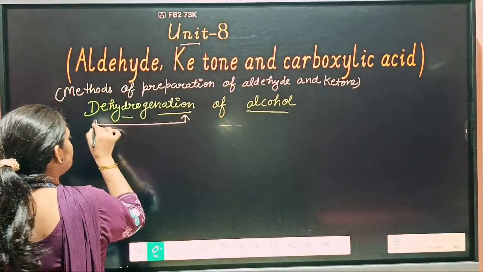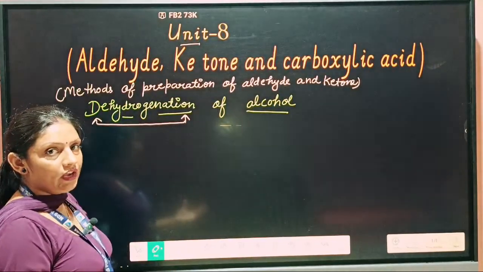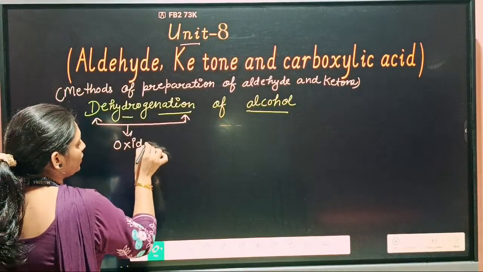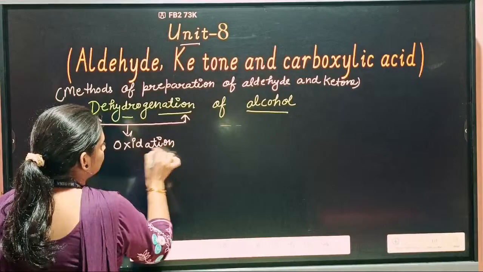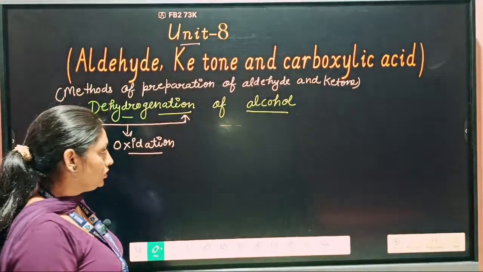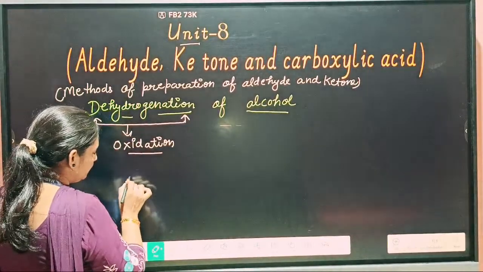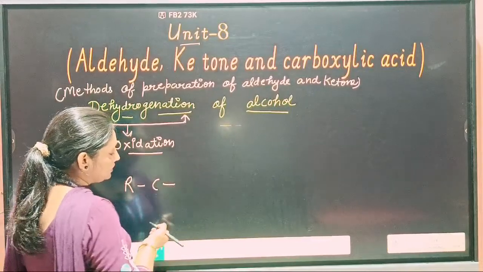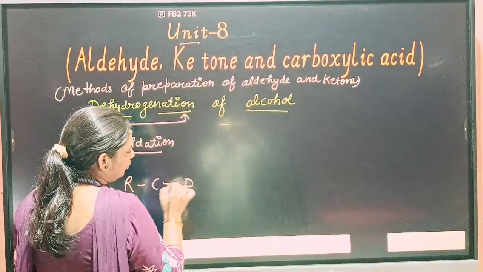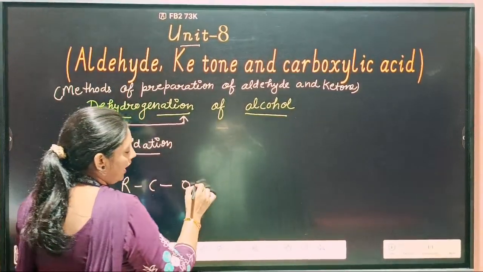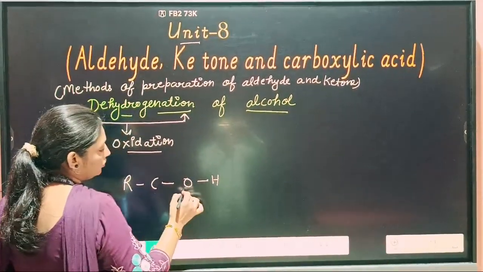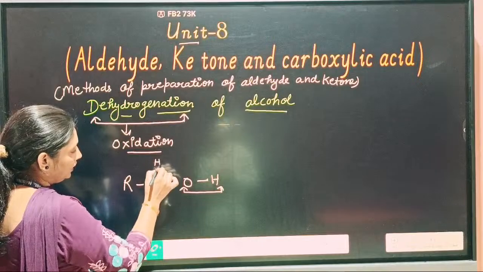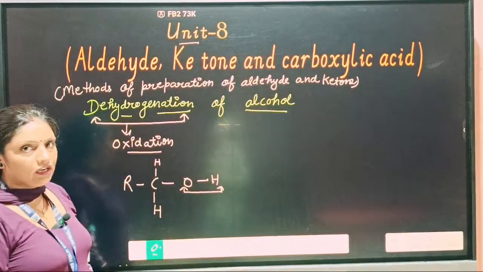Dehydrogenation of alcohol means removal of hydrogen. And you know very well, removal of hydrogen is known as oxidation. So I can say oxidation of alcohol also. So students, for example, if I have an alcohol, what is an alcohol? There will be a single bond between carbon and oxygen, and the functional group for alcohol is the OH group. Now we will complete the valency. So this one is the alcohol.